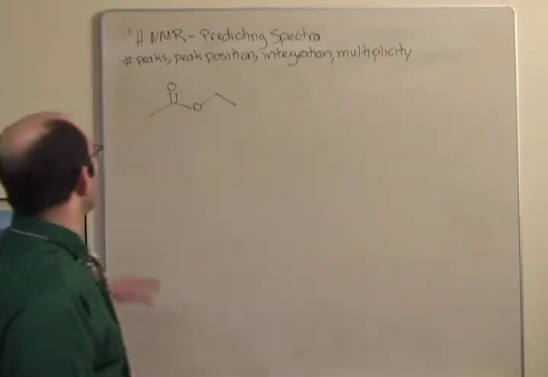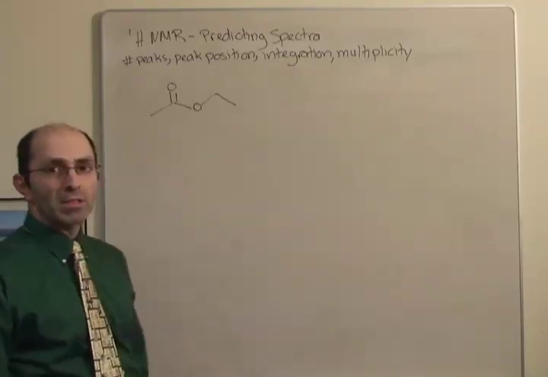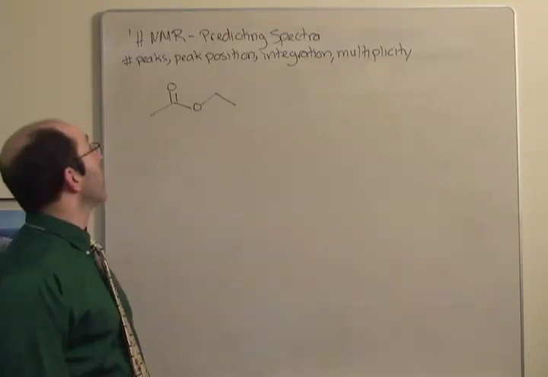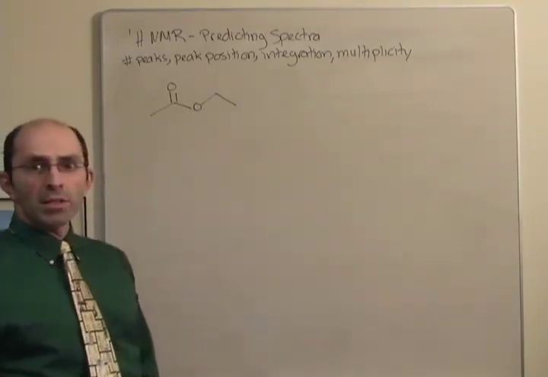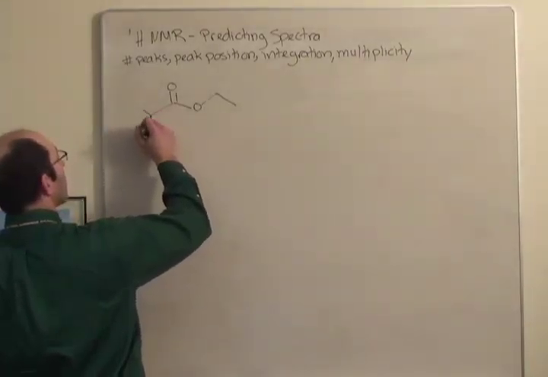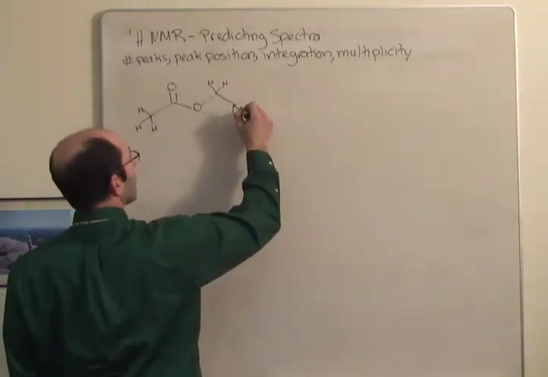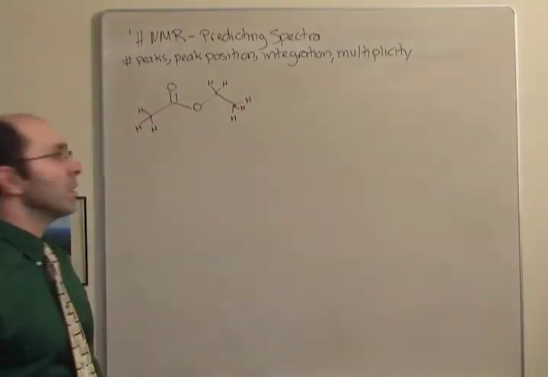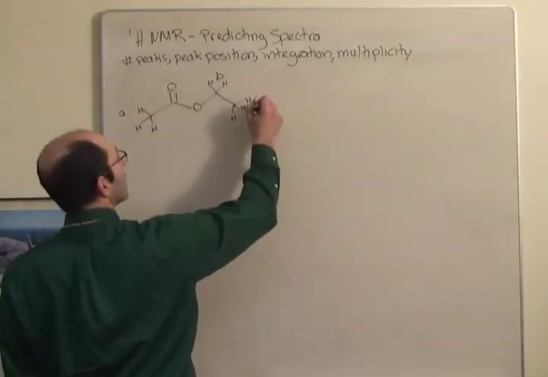All right, so here's a molecule that I want to start with. Our first example. This molecule's name is ethyl acetate. And what I want to do is predict all of these things: number of peaks, peak position, integration, and multiplicity. So let's first fill in the protons. And then let's predict number of peaks. All right, so if we look at this, we have A, B, and C.